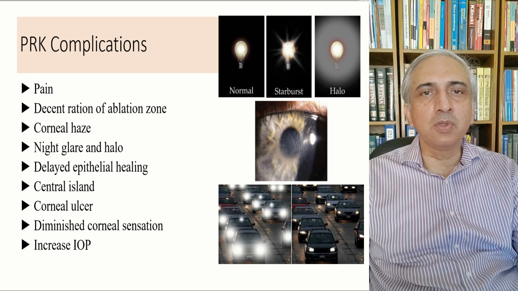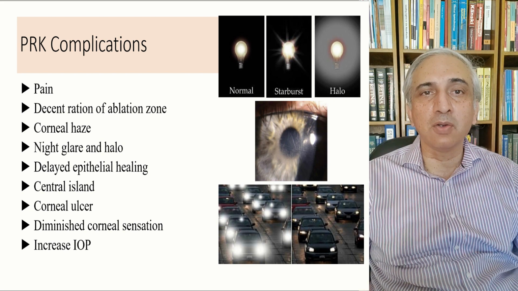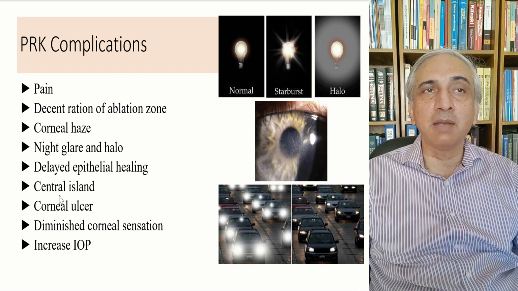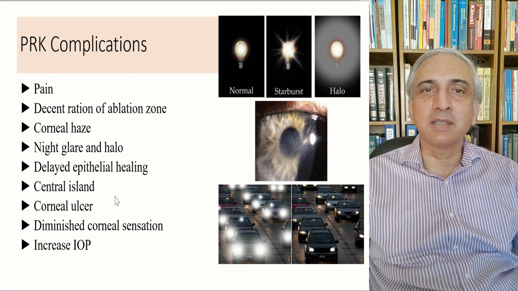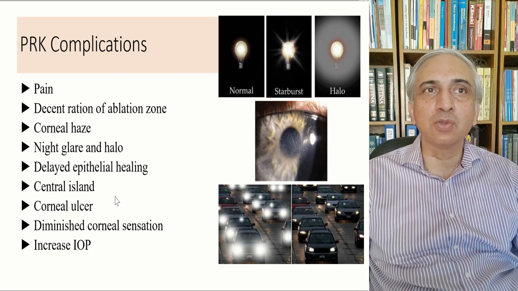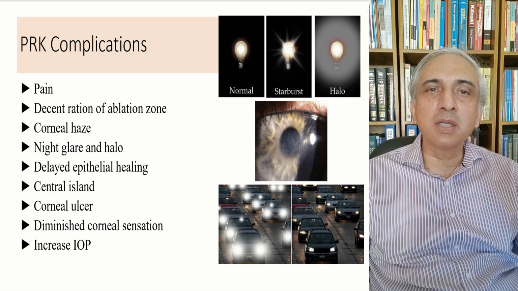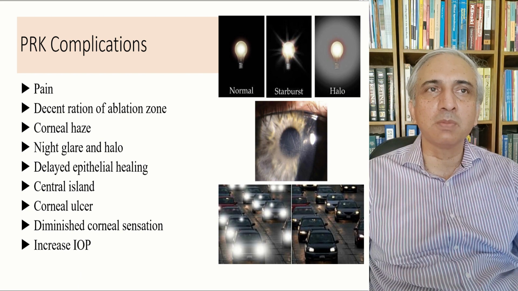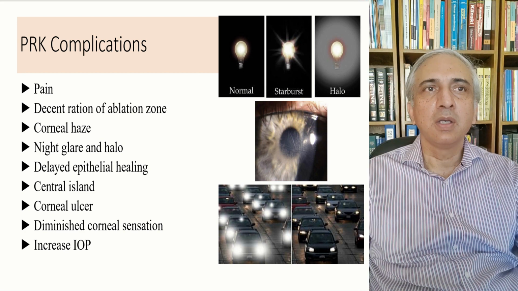Some of them you'll explain, and some you try to exclude, like night glare and halos, by checking the pre-op pupillary diameter. Delayed epithelial healing and central island. Delayed epithelial healing will occur if you use too much mitomycin, or if the patient has systemic diseases which reduce healing. So those are important to rule out before. Corneal ulcer, you need to be very meticulous. Have as little contact with the cornea during surgery as possible to reduce corneal ulcer or any problems of infection.